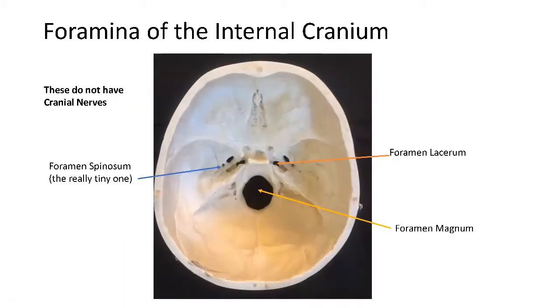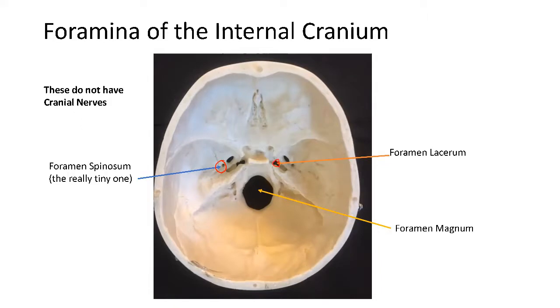If I think about the ones that do not have cranial nerves, we have this little tiny hole called the foramen spinosum. It's right, both lateral and posterior to the foramen ovale. It is for a small artery to the brain. We all like small arteries to the brain. Medial is the foramen lacerum.